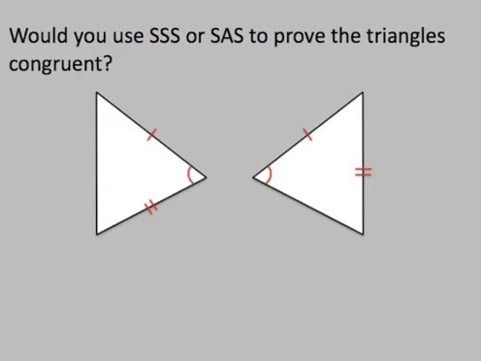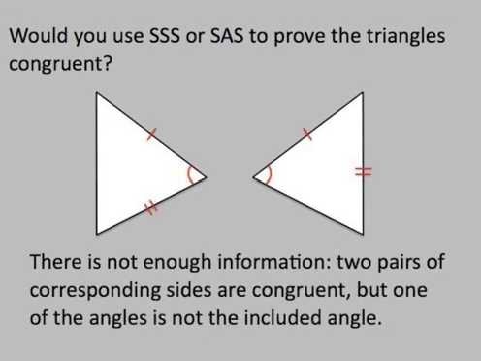Again, we have this side here that's congruent to this side. We have this side that's congruent to this side. But let's look at these angles. Over here in this triangle, this is an included angle between the two congruent sides. But on this triangle, it's not included. It should be up here. So because this angle and this angle are not the included angle between two congruent sides, there's not enough information for us to prove that these two triangles are congruent.